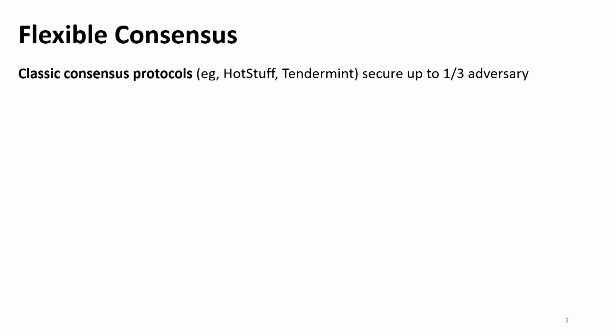All right, so what's flexible consensus? As most of you might know already, classic consensus protocols, things like Hotstuff, Tendermint, Streamlet, or Casper FFG in Ethereum, all of these are secure up to a 1/3 adversary. So they're secure if less than 1/3 of the validators are adversarial.